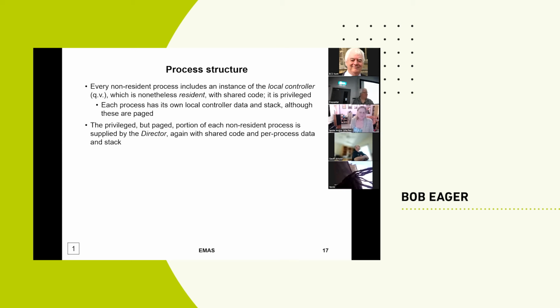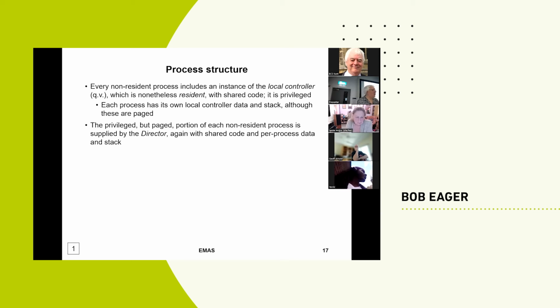Right, now let's move on to the process, and I've got a diagram in a minute to firm all this up. Every non-resident process in the system, in other words, a user process, or something that's doing something for the system that's important, includes an instance inside it of what's called the local controller, and I'll talk more about that soon. Local controller is actually a resident part, and it shares code and it's privileged. So it's really part of the system.